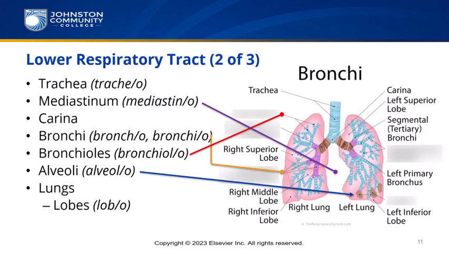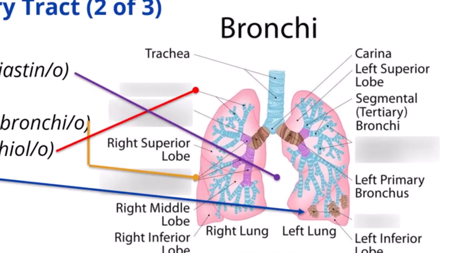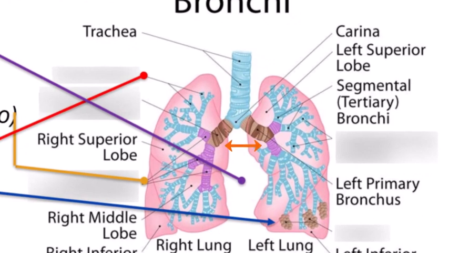Let's review that previous slide again. So, the lower respiratory system begins with the windpipe, which extends through the mediastinum, which is known as the space between the lungs. You can see it here with the purple dot on this image. The trachea bifurcates, which means it divides into two branches at the carina, and becomes a right and left bronchi.